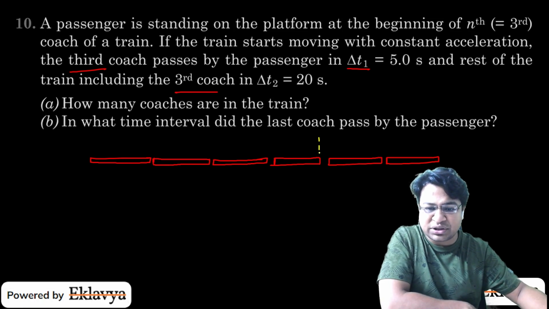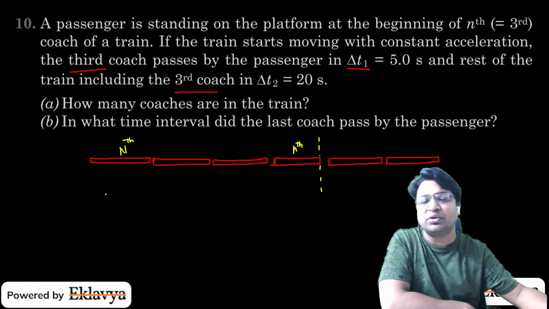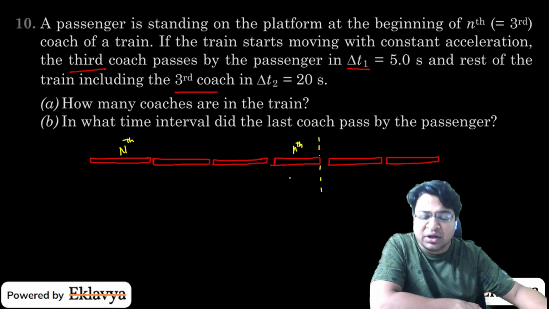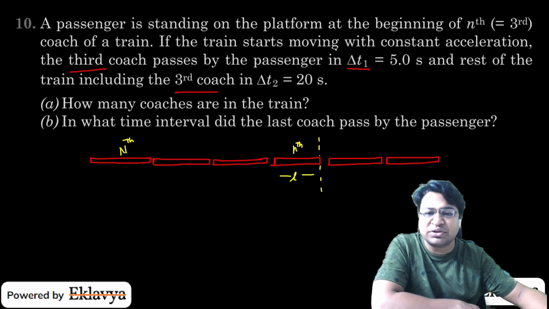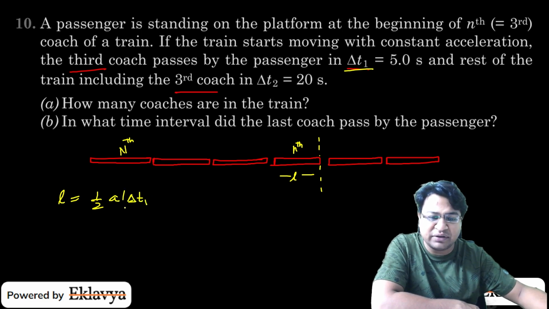According to the question, this is the nth coach, and let's say this is the capital Nth coach, where capital N is the total number of coaches in the train. Now, if the length of one coach is L, according to this information, the train was starting from rest, and then in delta T1 time, it covered one coach length. So we will write L is equal to half into A, where A is the acceleration, into delta T1 square. So that would be my first equation.